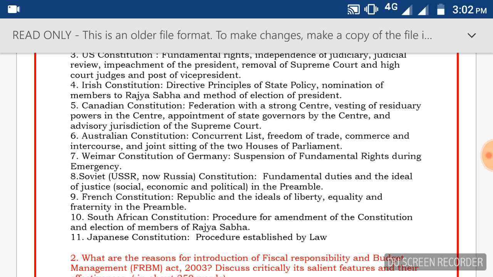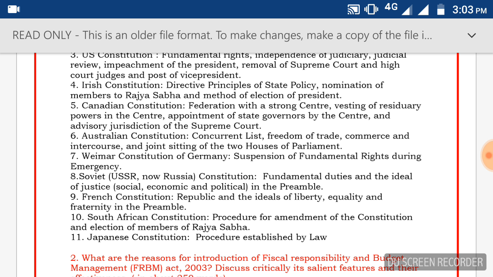Those subjects on which the center has to legislate are part of the central list. The list on which a state has to legislate is part of the state list, and the list on which state and center both have to legislate is part of the concurrent list. Any subject that does not fall under the central list, state list and concurrent list automatically falls on the residuary list, and residuary power lies with the parliament.